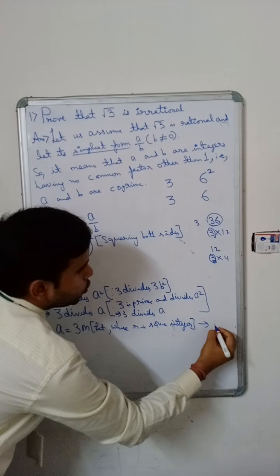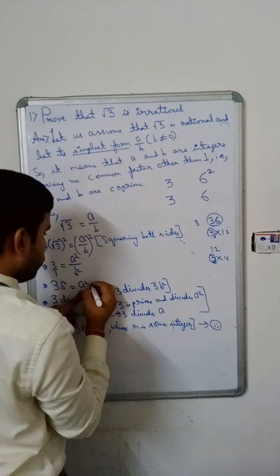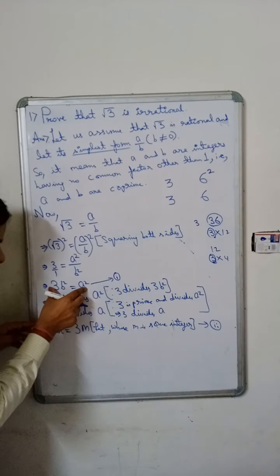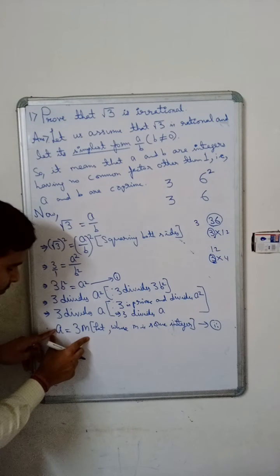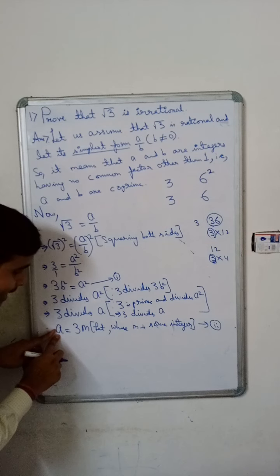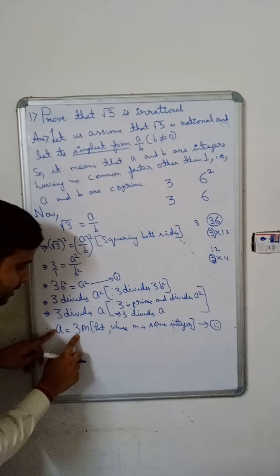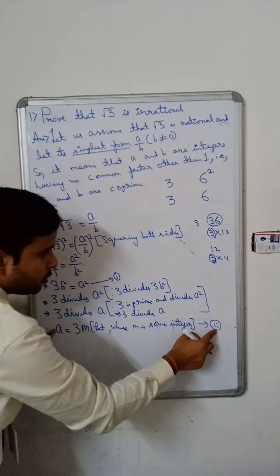Mark it as 2 here. Now I am saying 2 because mark this as 1, because you need this here. In order to move ahead, we need this equation. Mark it as 1, and what have we proved? We have proved that a is a factor of 3. A is a multiple of 3. We have proved this, and mark it as equation number 2.